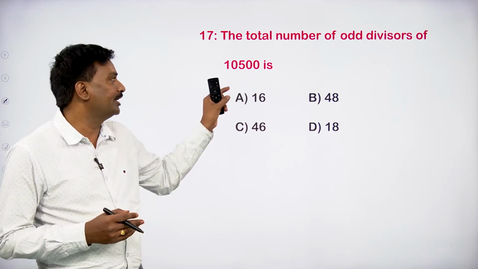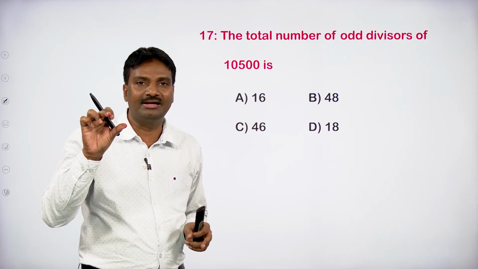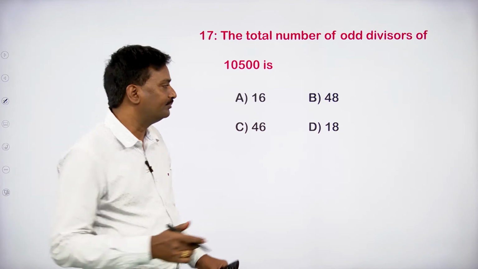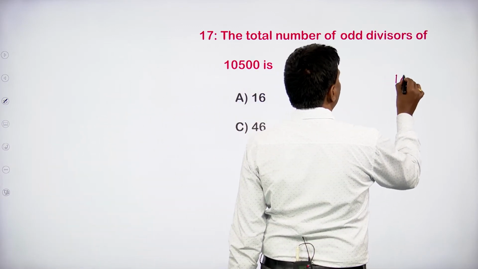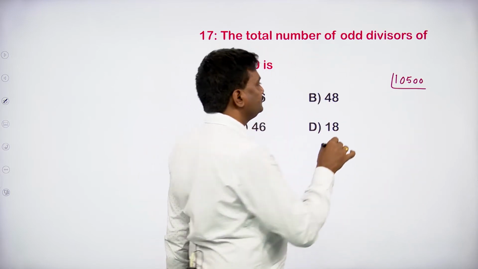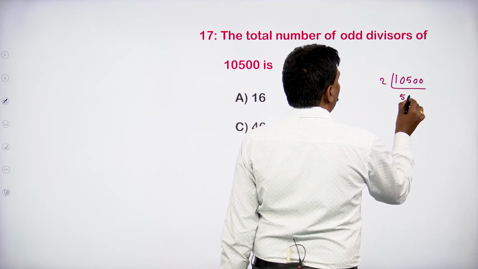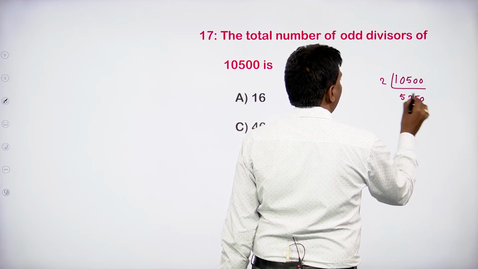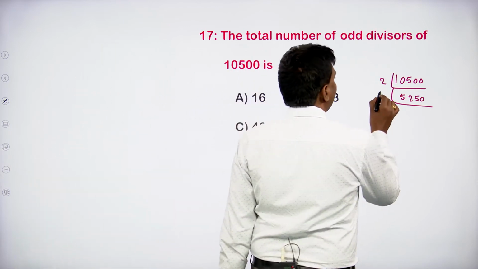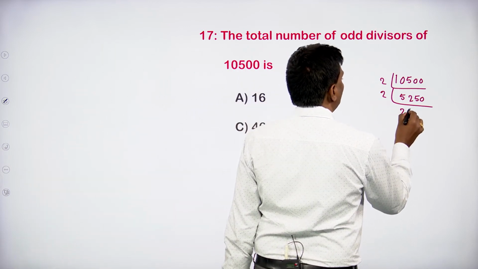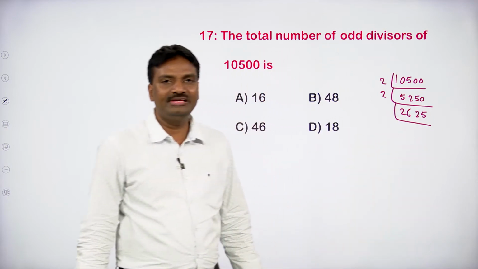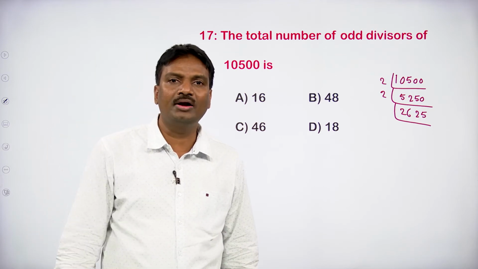Here also we have to express the number 10,500 in the form of 2 power p into 3 power q into 5 power r and so on. Again by taking the number 10,500, first let us start with 2. 2 5s are 10, 2 2s are 4, 2 5s are 10, 0. Okay, 5,250. Again by taking 2, 2 2s are 4, 2 6s are 12, 2 2s are 4, 2 5s are 10. But 2625 is an odd number, so 2 is not a factor.